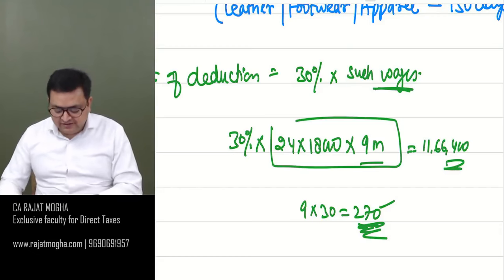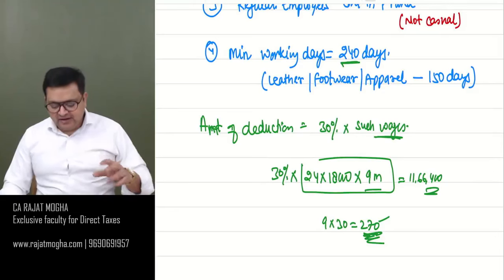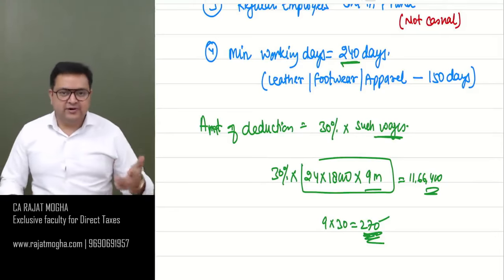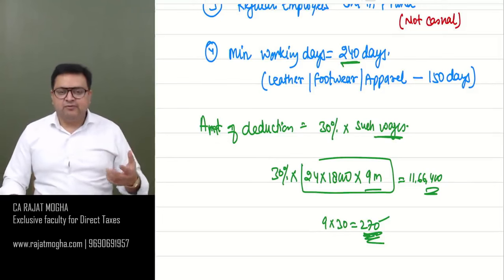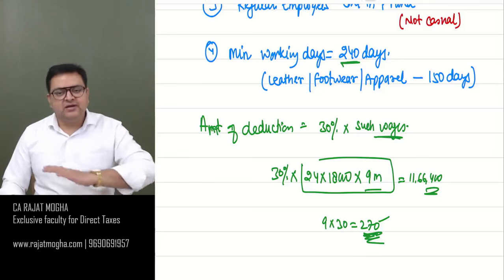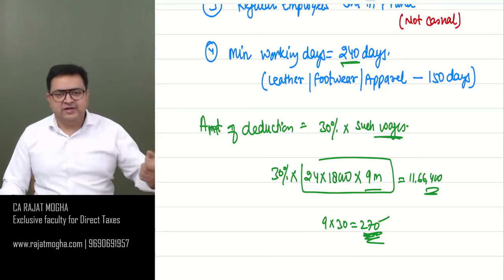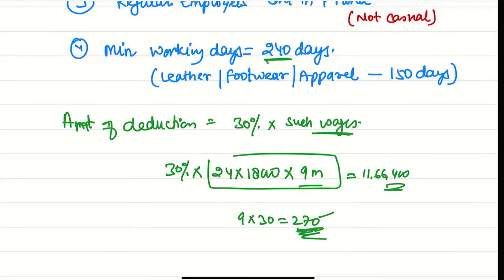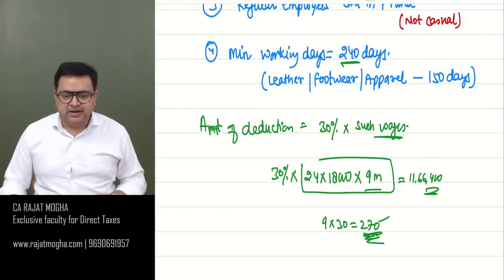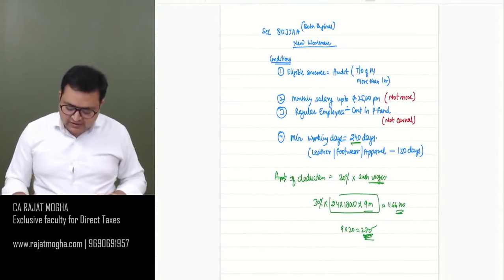This deduction is available under both the regimes. Please keep this in mind. The salary should be a maximum of 25,000, not more than 25,000. They must be regular employees who are employed for at least 240 days in a year. They were employed for 9 months, around 270 days, so they are satisfying. Whatever wages we are giving to them, 30% of that amount we will get in 80JJAA. Understood? So this was an important deduction.